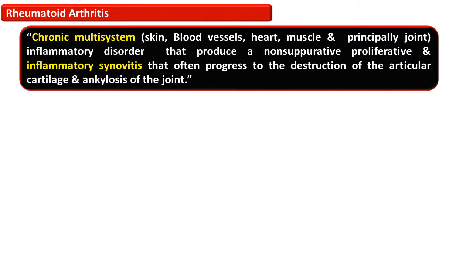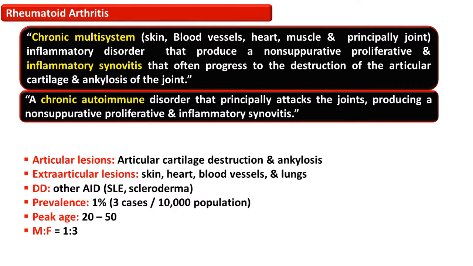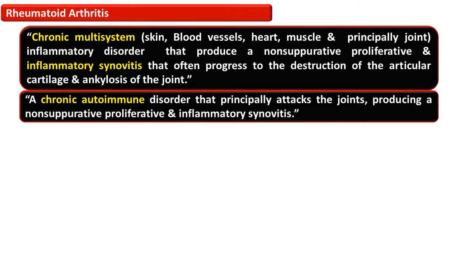Rheumatoid arthritis can be defined as a chronic multi-system inflammatory disorder that produces a non-suppurative, proliferative and inflammatory synovitis that often progresses to destruction of the articular cartilage and ankylosis of the joint. Or simply, we can define this as a chronic autoimmune disorder that principally attacks the joint, producing a non-suppurative, proliferative and inflammatory synovitis. As it is a multi-system disease, both the joints and extra-articular sites are affected. The characteristic joint lesions are destruction of the articular cartilage and ankylosis of the joint. The extra-articular lesions are present in skin, heart, blood vessels and lung. It should be differentiated from other autoimmune diseases such as systemic lupus erythematosus and scleroderma.